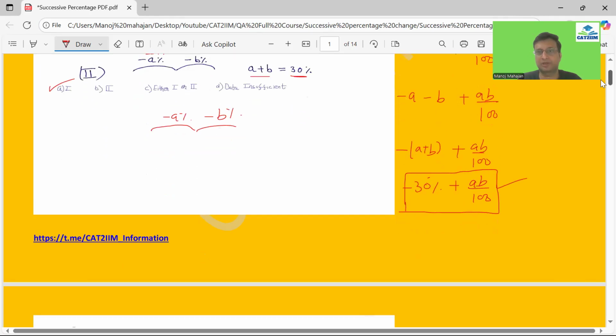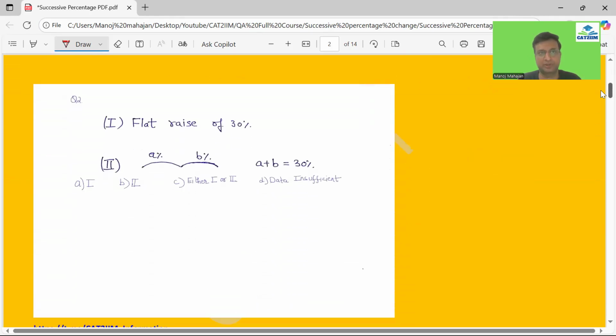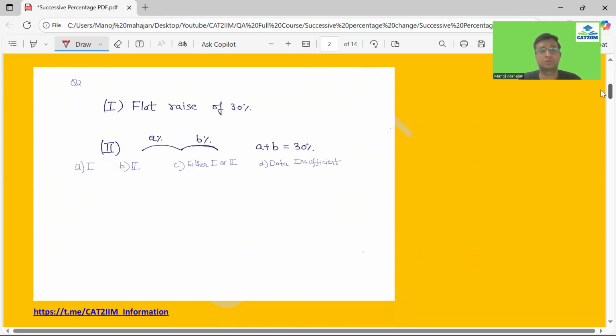Let's move to the second question. First, let's listen to the story out here. So over here, let's say you are working in a company and being an employee, you have to pick one of these options. The employer is giving you these options. So what does the employer say? Either you can go for a flat raise of 30% or go for two successive raises of A% and B% such that the total A plus B is 30%. So again, give a thought and see which option you should look forward to.